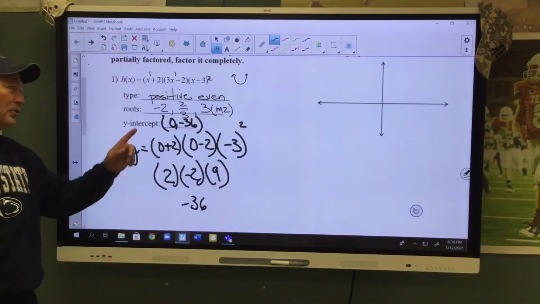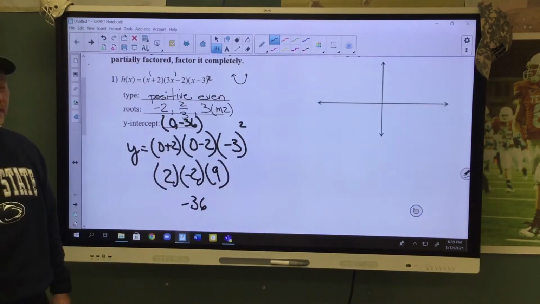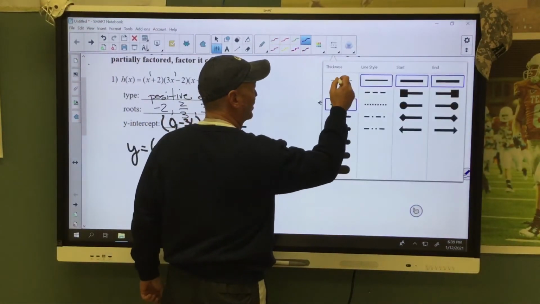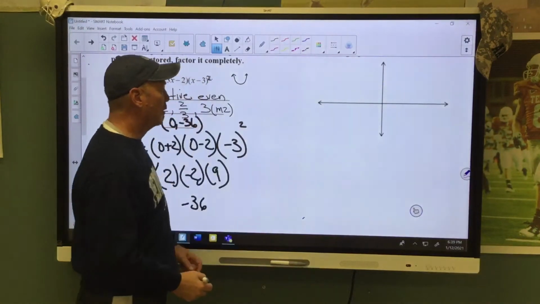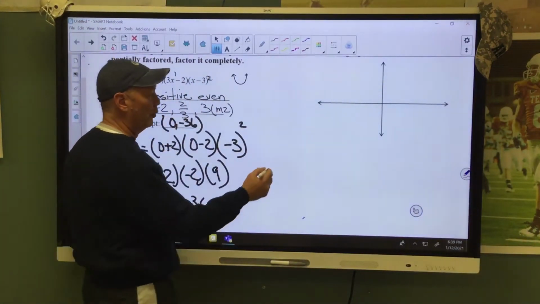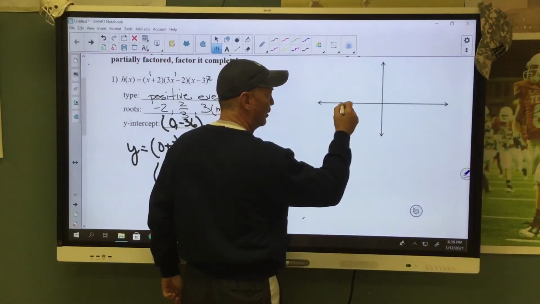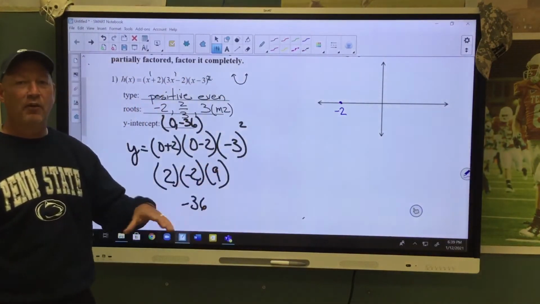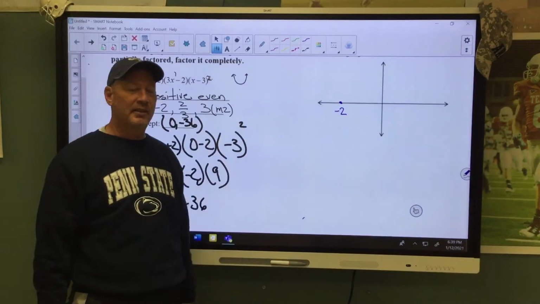Okay? So now I'm going to ask you to come over and graph it. Okay? Let's go here. We're going to pick up a blue. We're going to make this a little skinnier. Okay? And so we're going to put our roots. We have a root at negative 2. Now this will not be to scale. Remember that your graph does not have to be to scale.